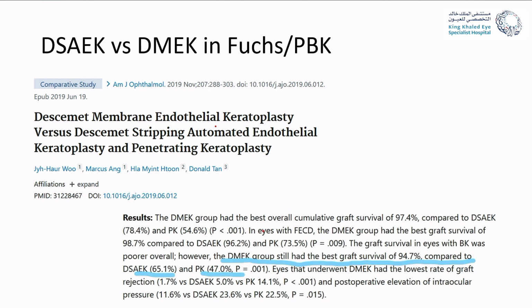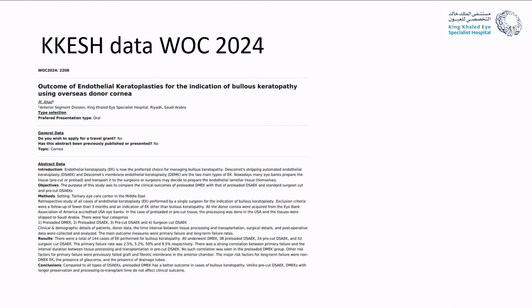And this is a very excellent paper from Donald Tan's group, which shows that for Fuchs endothelial dystrophy, whether you do DMEK or DSEK, the results are more or less the same, above 90%: 96.2 for DSEK and 98 for DMEK. But when it comes to bullous keratopathy, the success rate for DMEK is 94%, but for DSEK, 65%, which means DSEK does not work as well as DMEK in bullous keratopathy, but in Fuchs, they both work nicely.